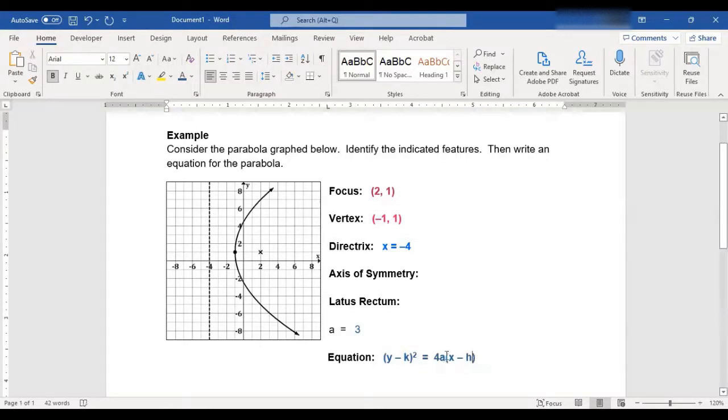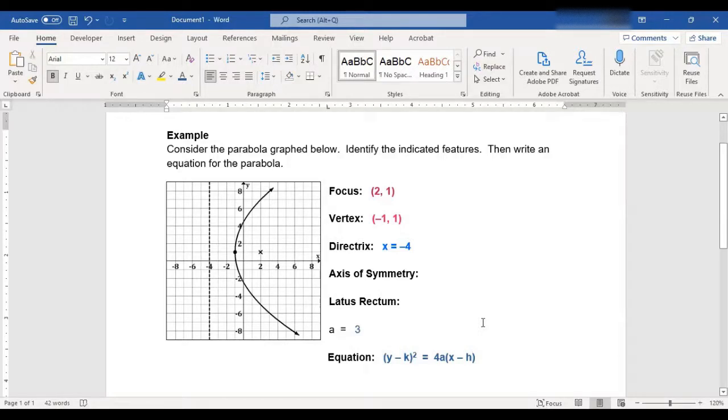And then lastly, to figure out if this is a positive or -4a, I look at the axis that is being eaten. So if this parabola is a mouth, it's chomping on the positive x-axis. So that means this gets to be a positive 4a. So those are my components.